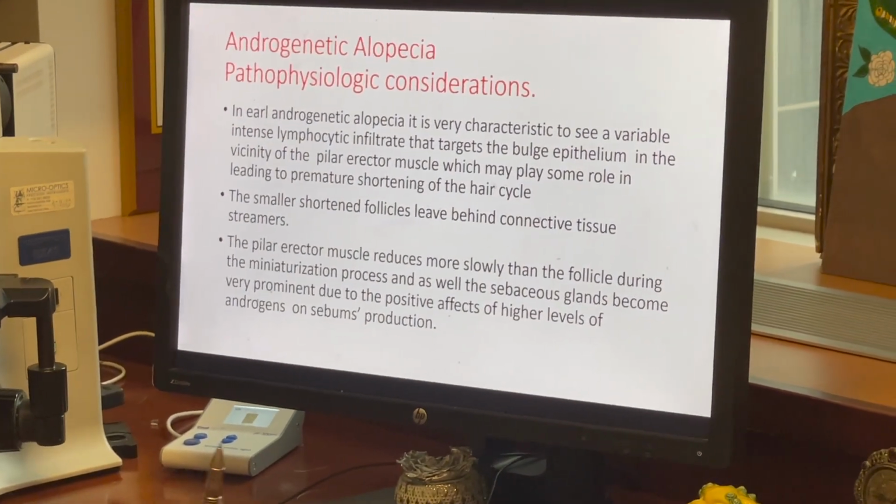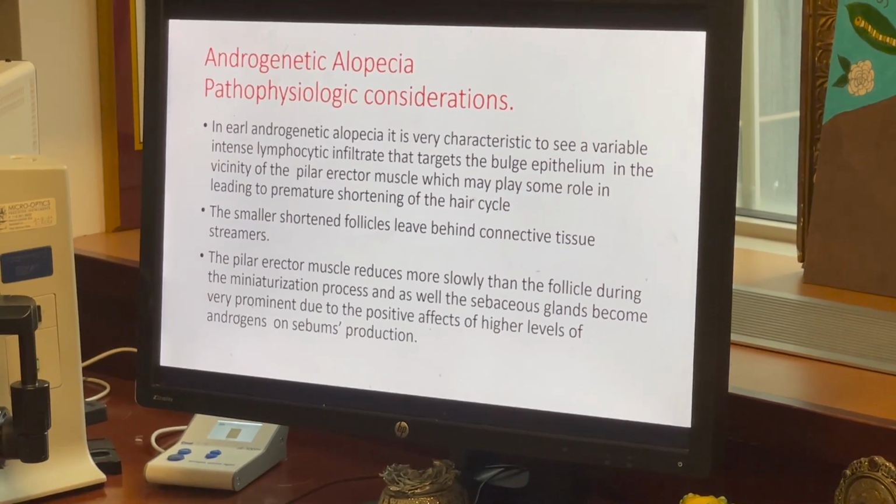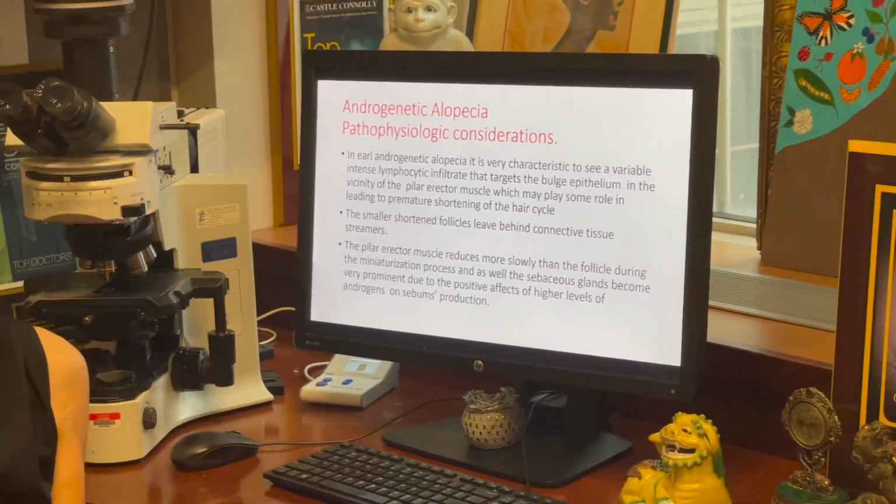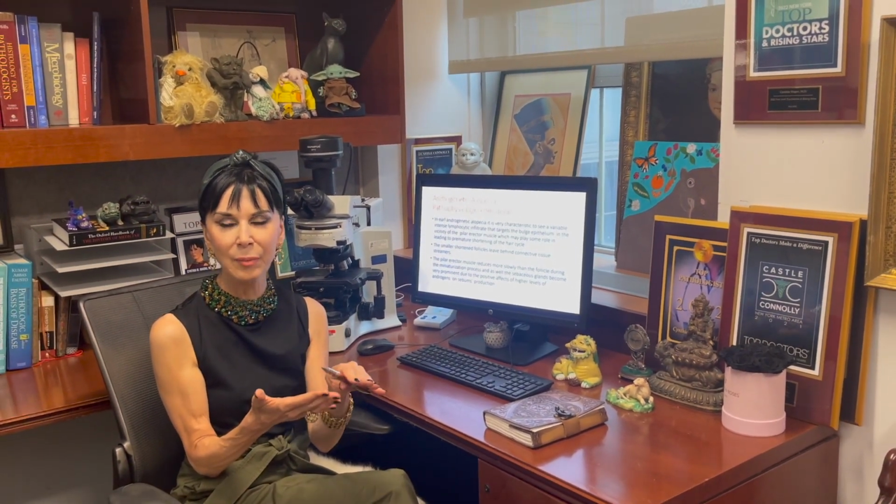In early androgenetic alopecia, it is quite common to see a lymphocytic infiltrate in the bulge epithelium of the hair follicle, which is the lower isthmic part of the hair follicle. And that lymphocytic infiltrate in and around the bulge epithelium, which also houses the stem cells for the hair follicle, may play a role in accelerating the hair cycle.